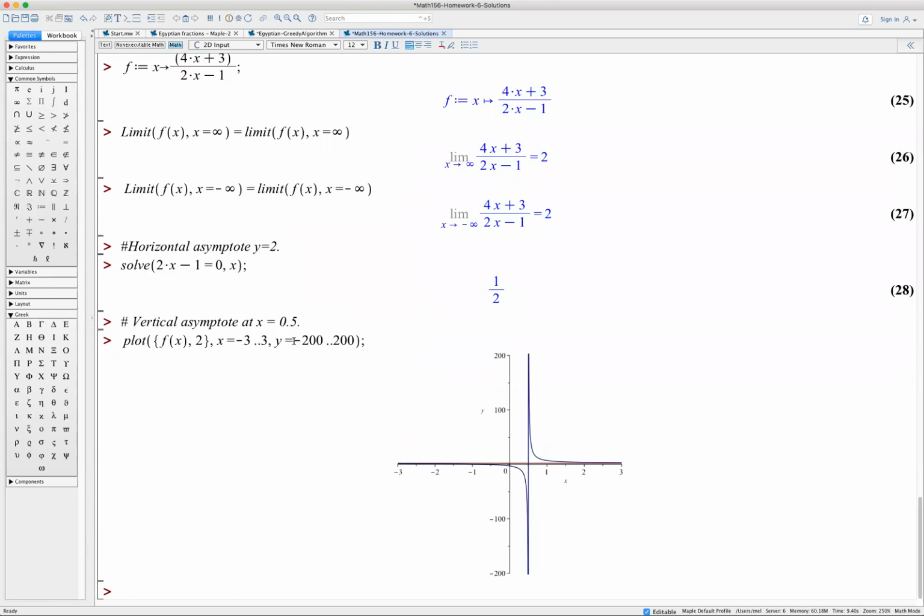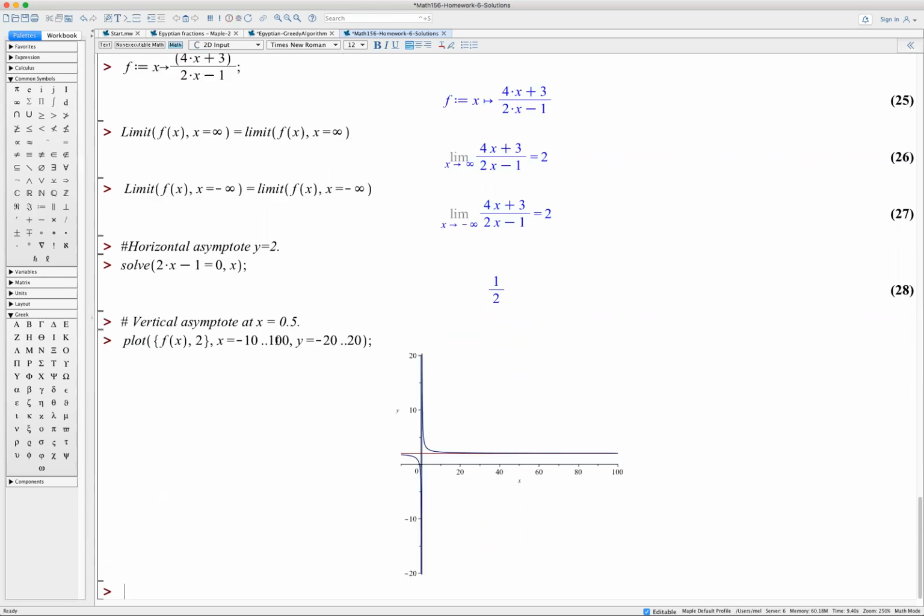Sorry, I wanted to change the x and not the y. So maybe x goes from minus 10 to 10. There, you can see, here's the vertical asymptote at x equal to a half. And here's the horizontal asymptote. And if I go further, if I go out to 100, you can't even tell the difference between this horizontal asymptote and the function. They're so close together.